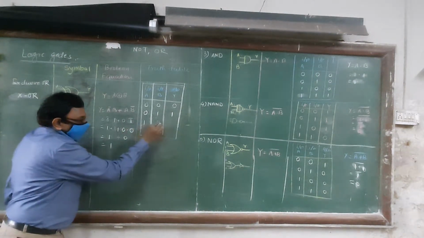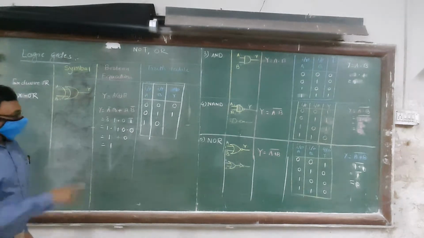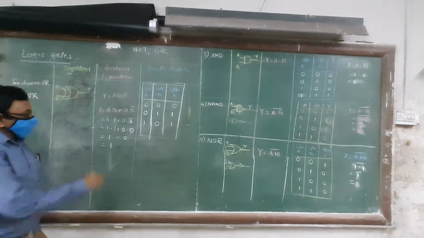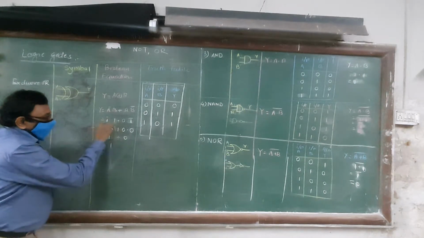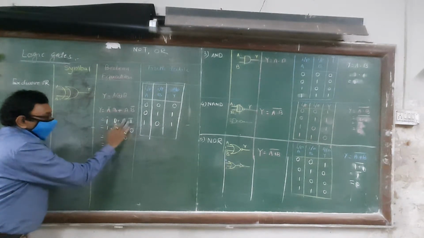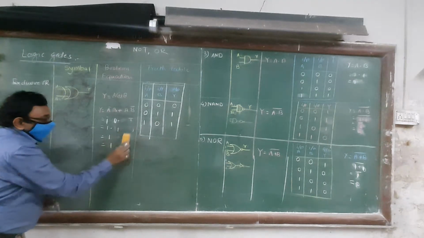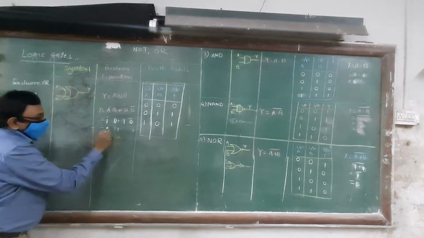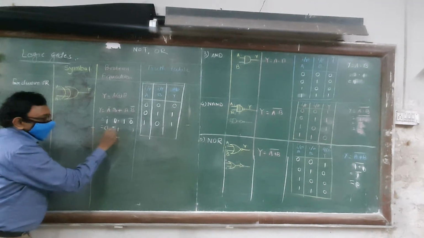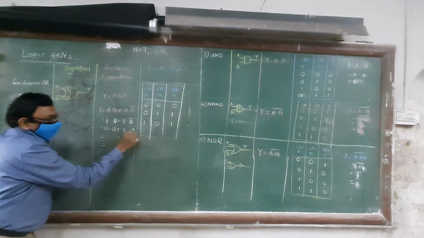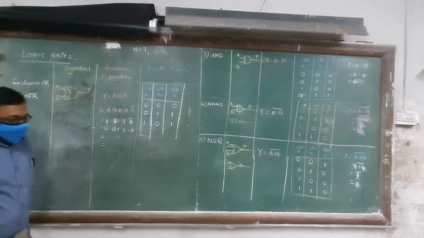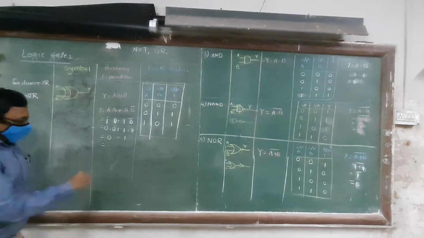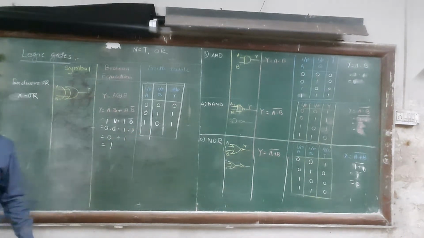Similarly, we take the row 1, 0. Its output is also 1. Here we substitute 1 and 0. 1 complement is 0, so 0 and 0 becomes 0, and 1 into 1 is 1. Therefore the output is 1. This is the next condition.